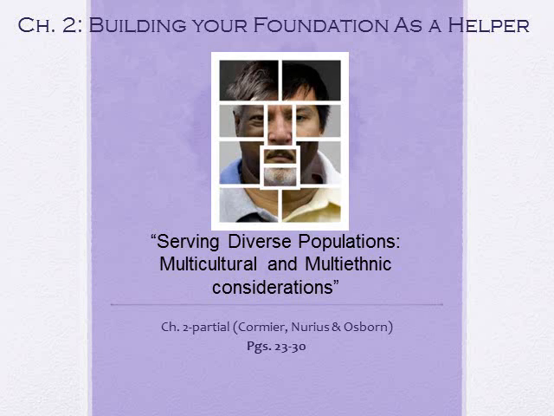This e-lecture is coming from the additional reading provided to you in this course from Cormier, Nurius, and Osborn. It is part of Chapter 2, only a small segment of pages 23 to 30, and it's Chapter 2, Building Your Foundation as a Helper. The subtopic on this chapter, which is what we're going to focus on during these 7 pages, is Serving Diverse Populations, Multicultural and Multi-Ethnic Considerations. So let's get started.